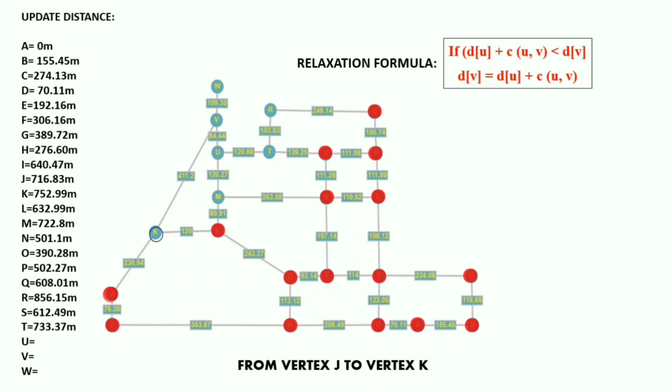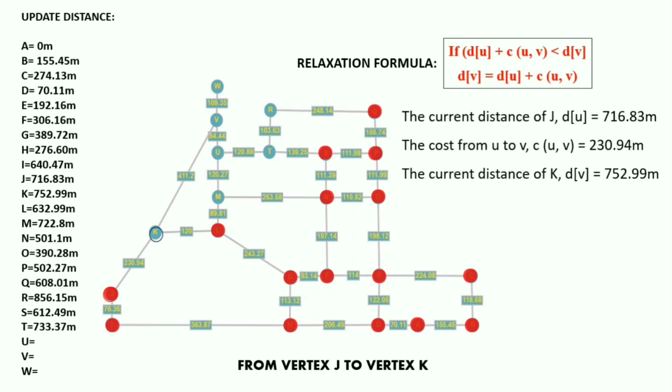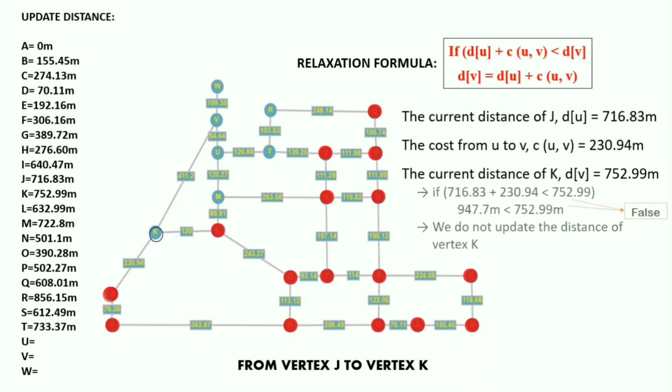From vertex J to vertex K, the current distance of J is 716.83 meter, while the cost from J to K is 230.98 meter, and the current distance of K is 752.99 meter. So this is the condition. It is false, so we will not update the distance of vertex K.